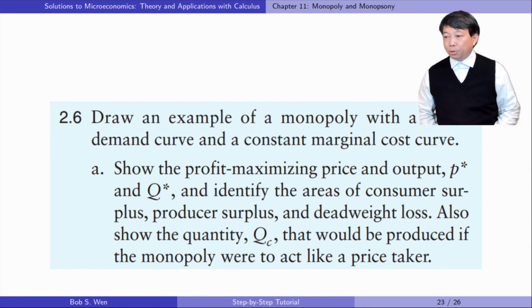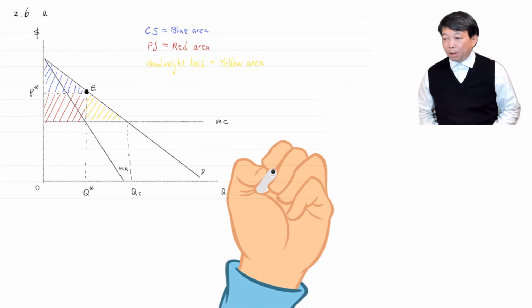Let's go to exercise 2.6. Draw an example of a monopoly with a linear demand curve and a constant marginal cost curve. We show the profit maximizing price P star and output Q star in part A. Q star is determined by the intersection between the linear marginal revenue curve and the horizontal marginal cost curve.